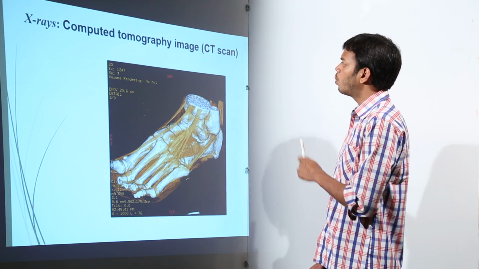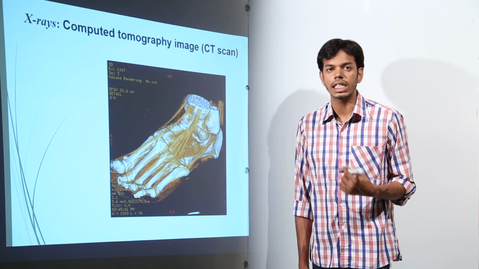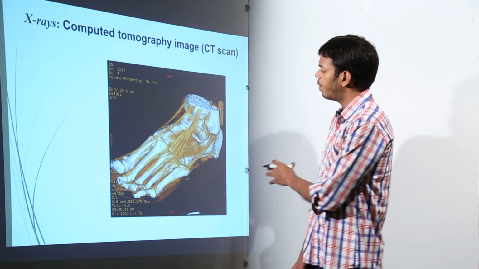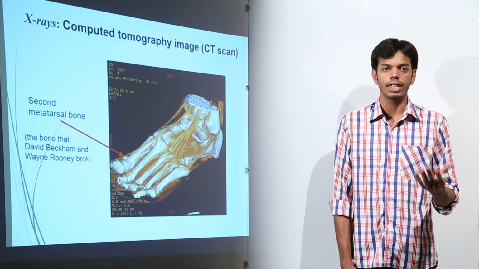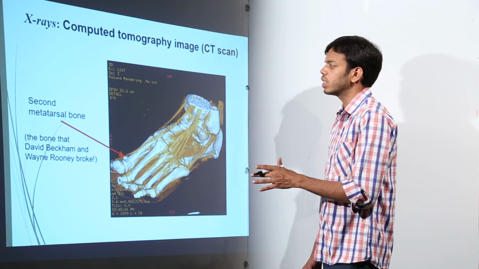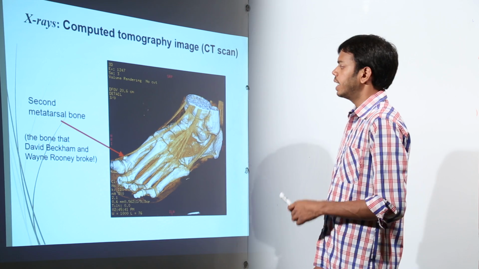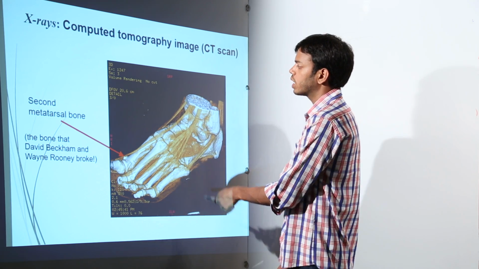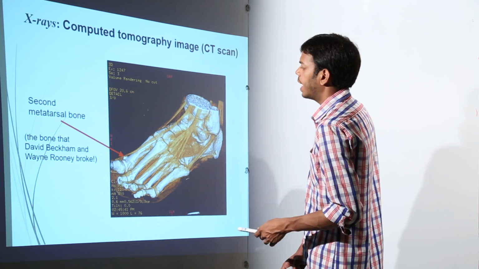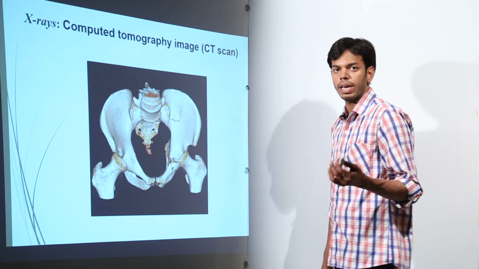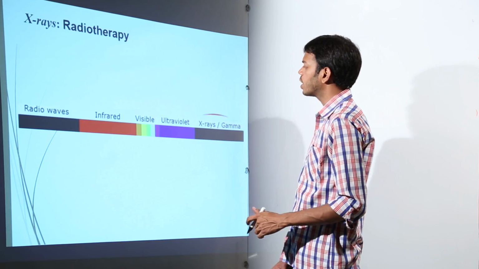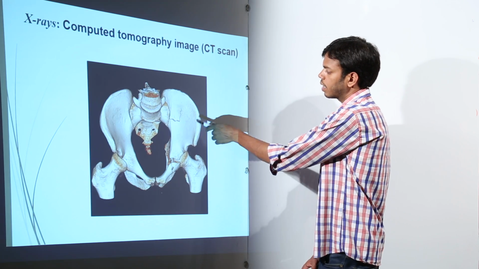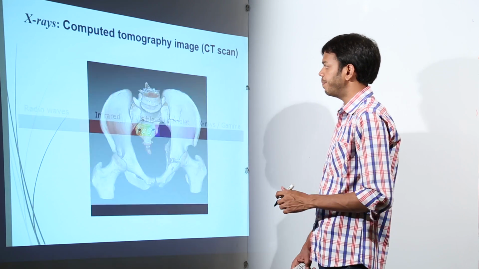Then the computed tomography image, that is obviously the CT scan. A CT scan gives virtual details of the tissues and other structures along with bones. So this is all computer generated, right? This image is showing the second metatarsal bone, and usually football players are injured in that bone. This image is showing a crack in the pelvic joint.